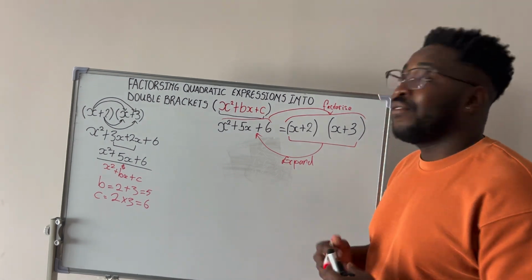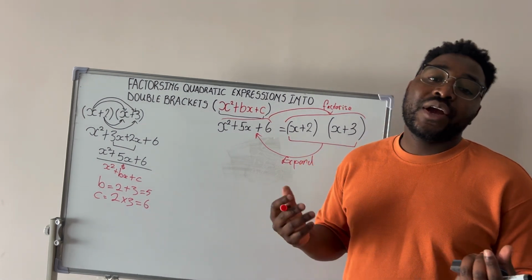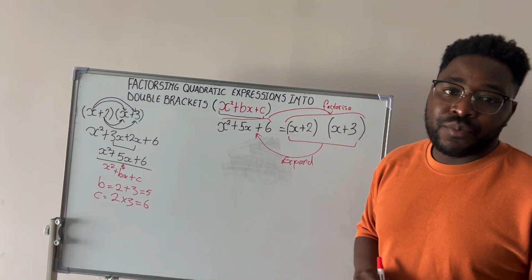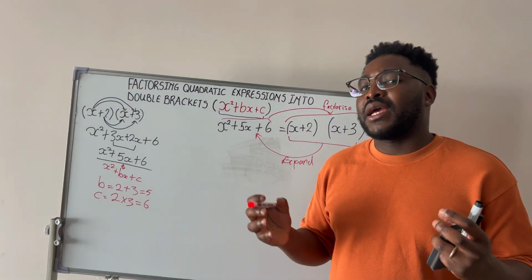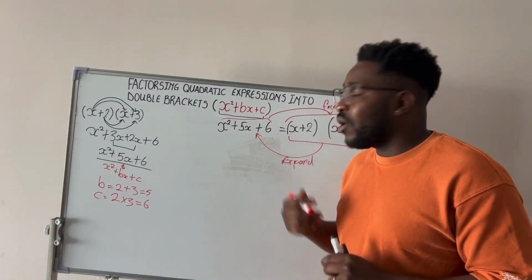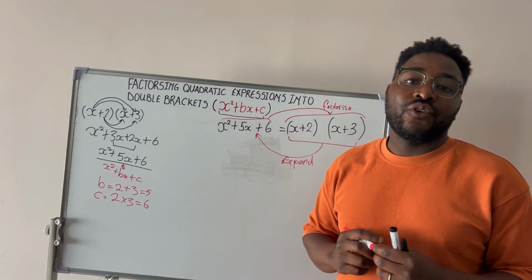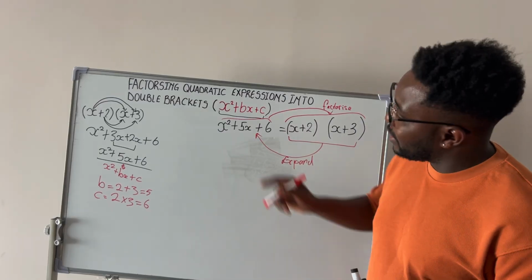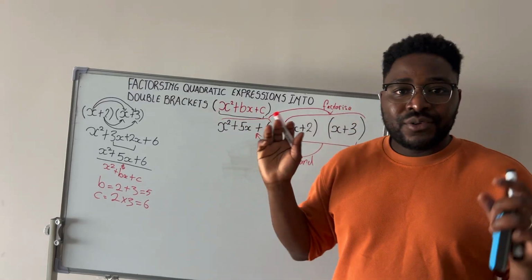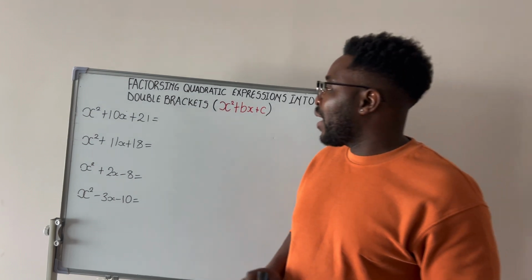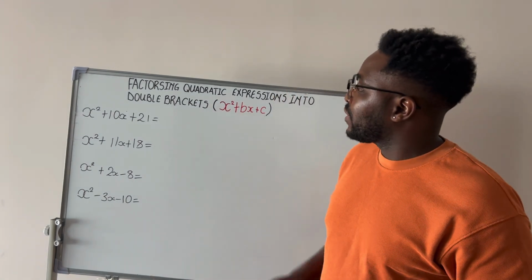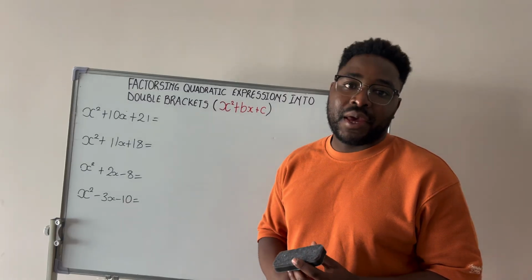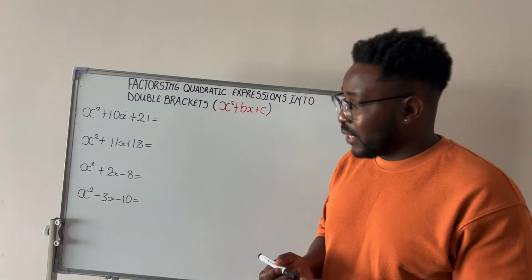Now that we have finally learned how to factorize quadratic expressions into double brackets, let's go on by looking at a few examples so we can familiarize ourselves on how to factorize quadratic expressions into double brackets of this form with a leading coefficient of 1. Okay, so now we have our few questions over here that we have to factorize into double brackets. Let's start with our first expression over there.